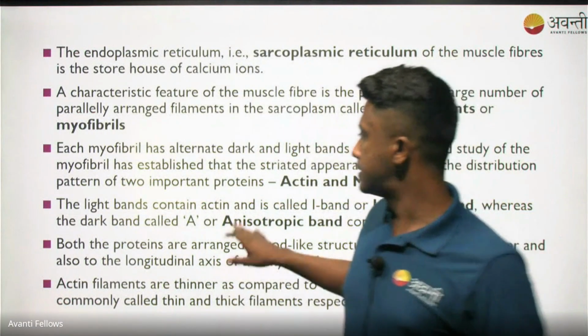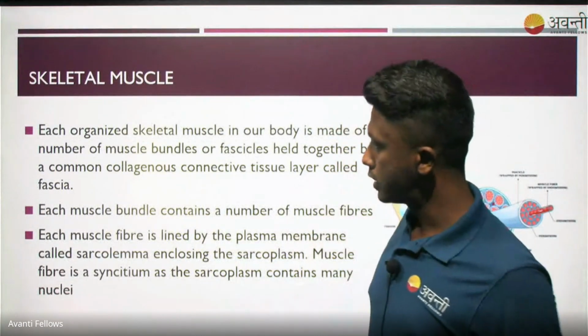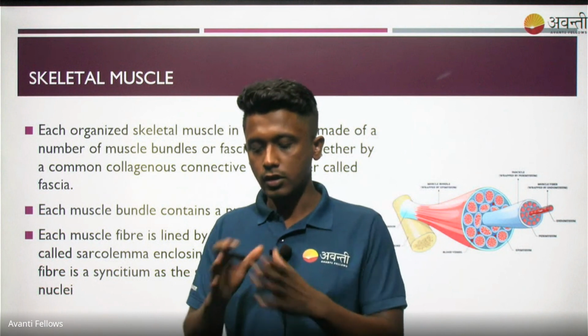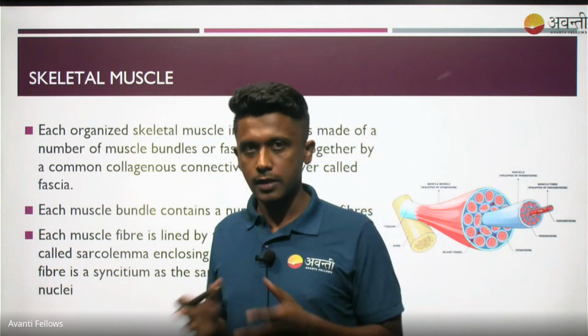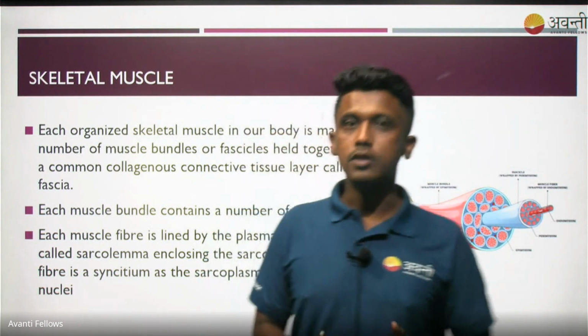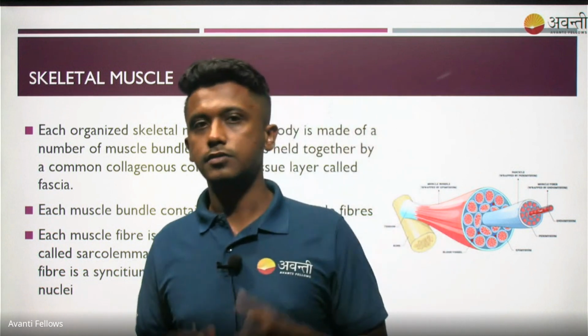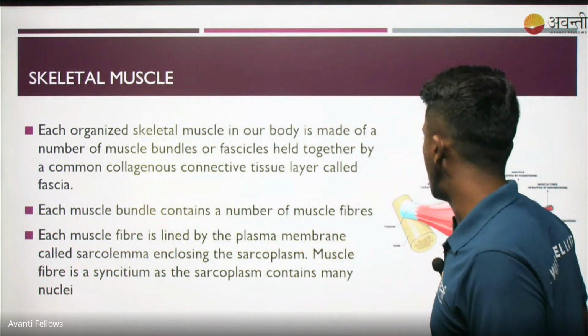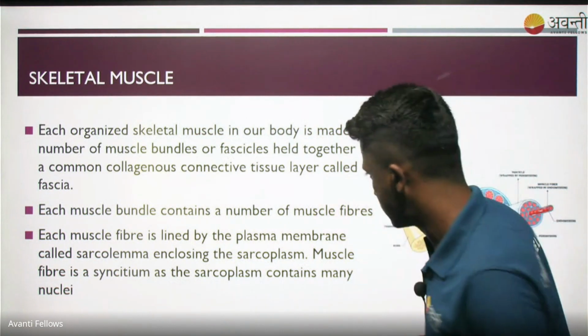So while we were discussing that, we understood that if you take a cross section of a muscle and observe, the muscle fibers are arranged in the form of bundles, which we call fascicles. And within these fascicles, we have several muscle fibers. So that's what we discussed, right?